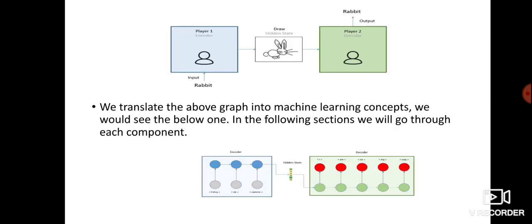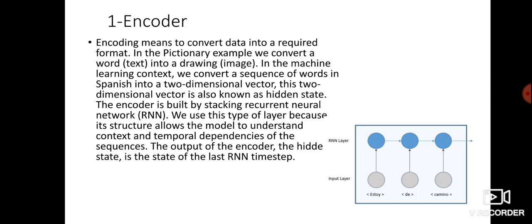We translate the above graph into machine learning concepts. We will see the below one in the following section. We will go through each component. Encoder. Encoder means to convert data into a required format. In the Pictionary example, we convert a word into a drawing. In the machine learning context, we convert a sequence of words in Spanish into a two-dimensional vector. This two-dimensional vector is also known as the hidden state.